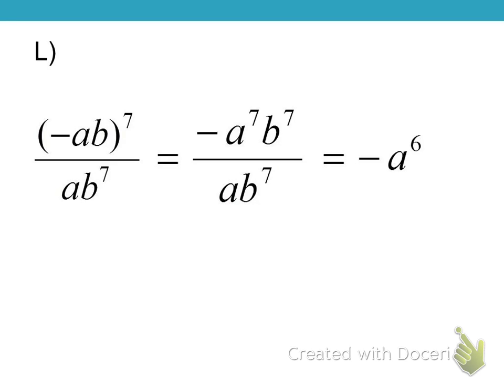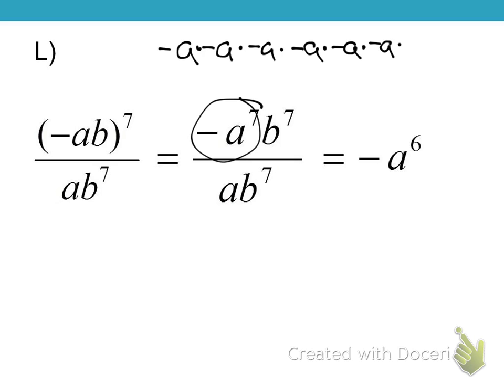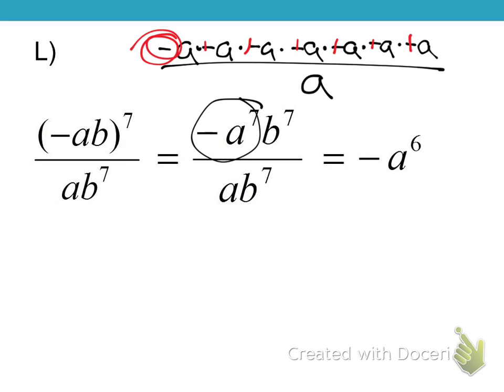I actually have to stop and pause on these as well, just to think it through. If it helps you, write out 7 negative a's up here. 1, 2, 3, 4, 5, 6, 7. Okay? We all agree with that? And then write out 1 a in the bottom. And then start getting rid of them in pairs. Those are gone. Those are gone. Those are gone. We still have a negative.